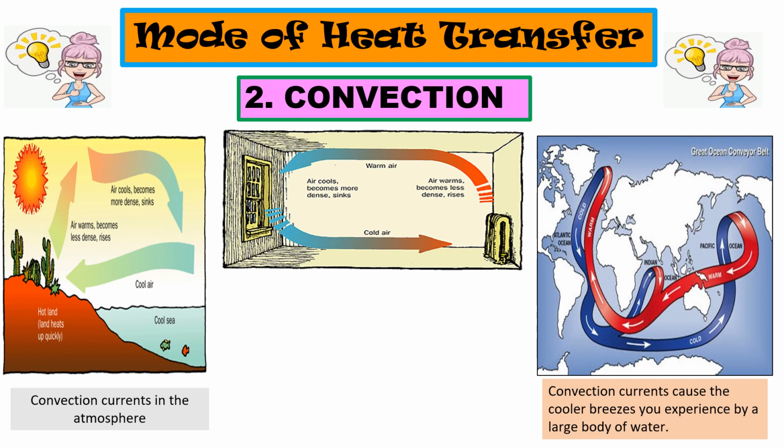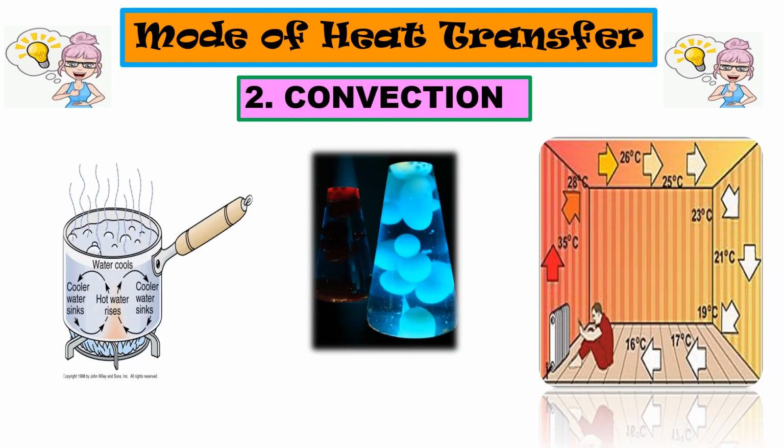Okay? Kasi nga, ang temperature or molecules, it becomes less dense. Okay? Naging mas magaan sila. So, ang tendency niya is to rise up. Okay, so yung cold air, since mabigat, it becomes more dense, and tendency is to sink. Okay, that is convection. Okay, so these are the examples of convection.